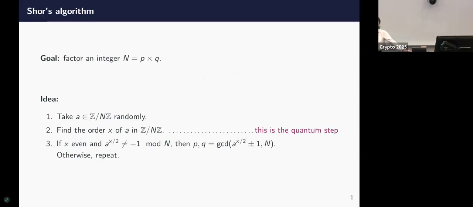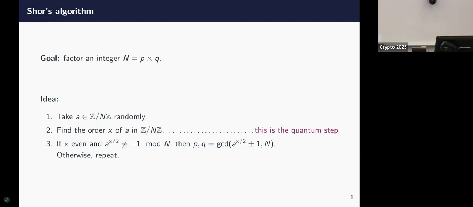Let's assume from now on that we want to factor an integer big N that is a product of two distinct primes, since this is the application case that comes from the RSA crypto system. The idea of Shor's algorithm is you will take at random an integer a modulo big N. You will find the multiplicative order x of a in Z/NZ. And then if x has the right properties, you're able to deduce the two prime factors of big N from that. The part where we need a quantum computer here is the second step.